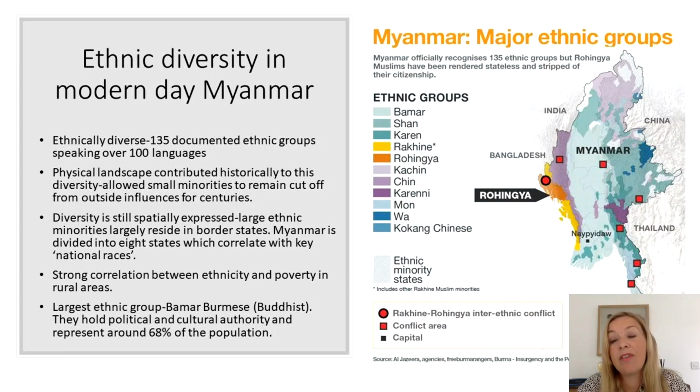So some of these ethnic groups, these minority ethnic communities, are very poor and haven't enjoyed some of the economic investment and opportunities as major ethnic groups in the country. So the largest ethnic group comes from the Bamar community, the Burmese, as they're otherwise known, and they're largely Buddhist, and they hold political and cultural authority, and they represent around 68% of the population.